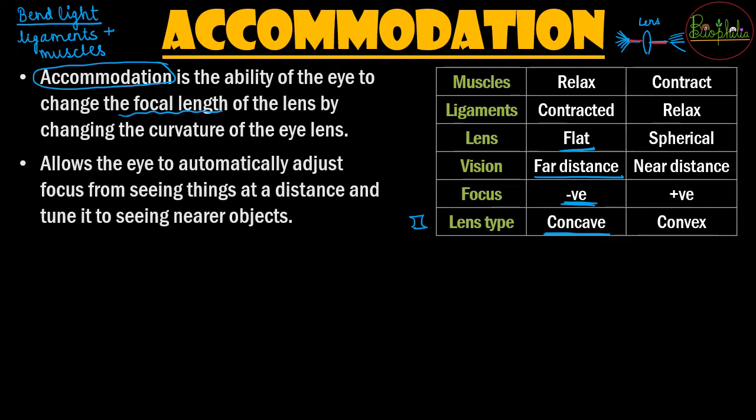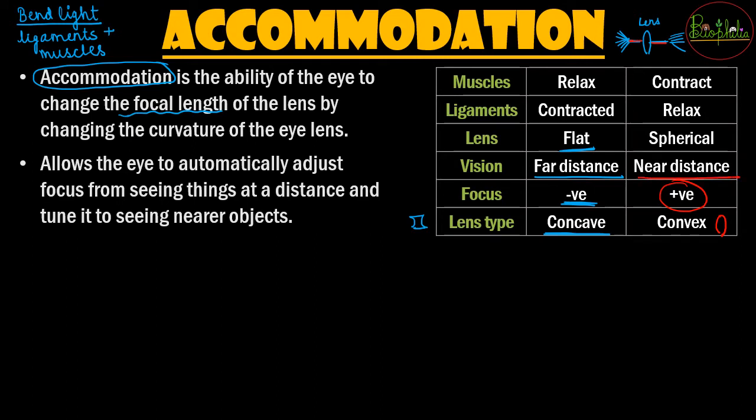But if you let go of that contraction, that pulling, what will happen? The balloon or the rubber sheet will come back to its original shape, so that will become spherical. So that is the same thing that happens when the ligaments contract or relax. Because it becomes spherical, the lens type will become more convex, having a positive focus, so that you can see the nearby objects very well.